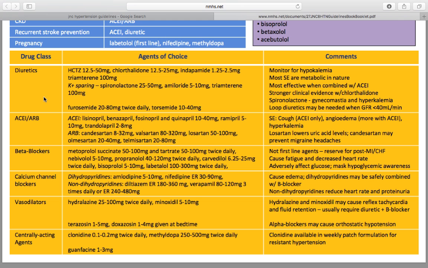Because not all diuretics are created equal. Not all vasodilators are created equal. So there's a lot of different vasodilators. Maybe they're not all appropriate for hypertension. So look at those there.